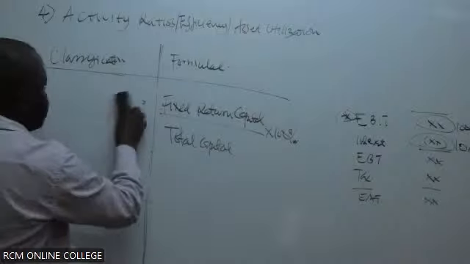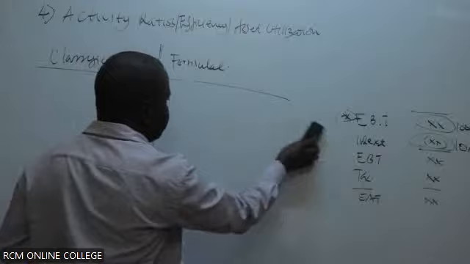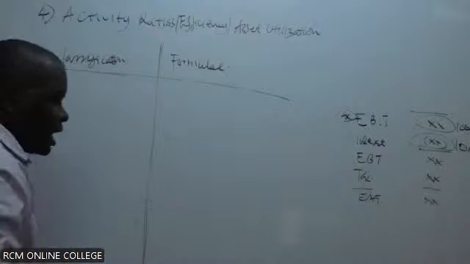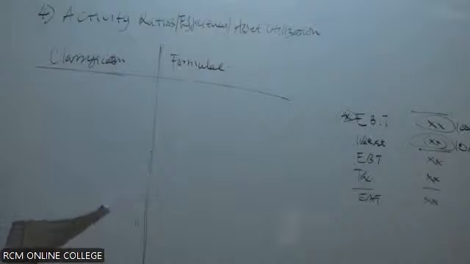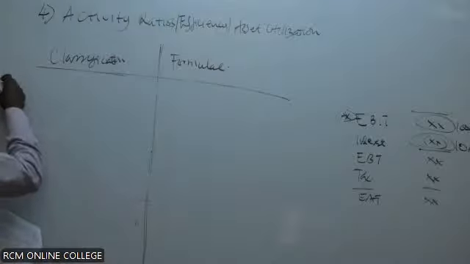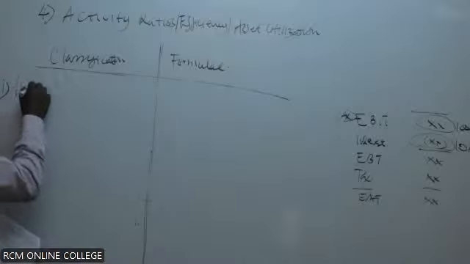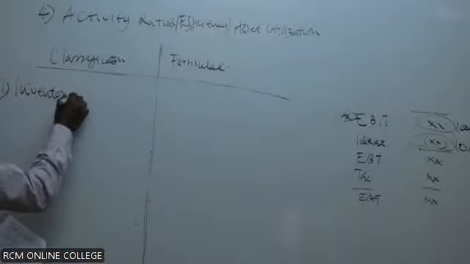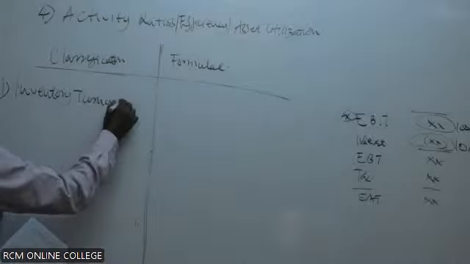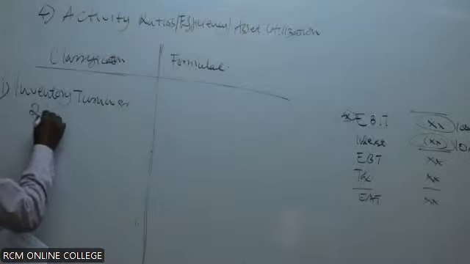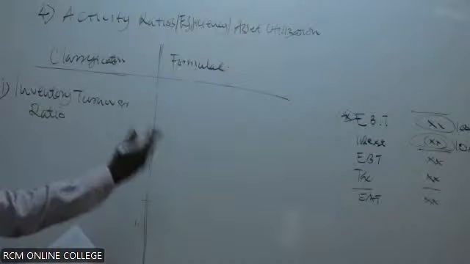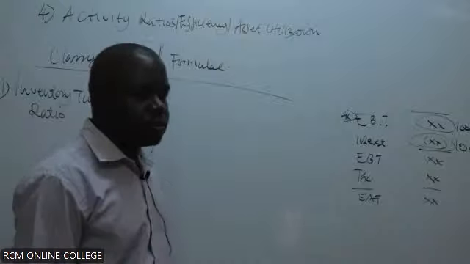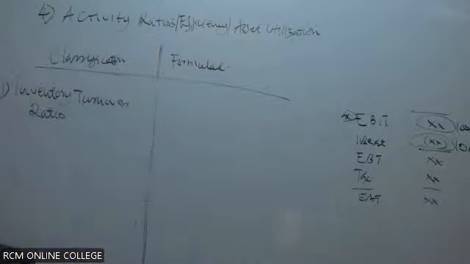So there are a number of ratios here that will look into how effectively you're utilizing your resources. In this case, we have the stock or inventory turnover ratio. Just from the word turnover, this one is looking at how quickly, or how effectively, you are turning over your inventory.